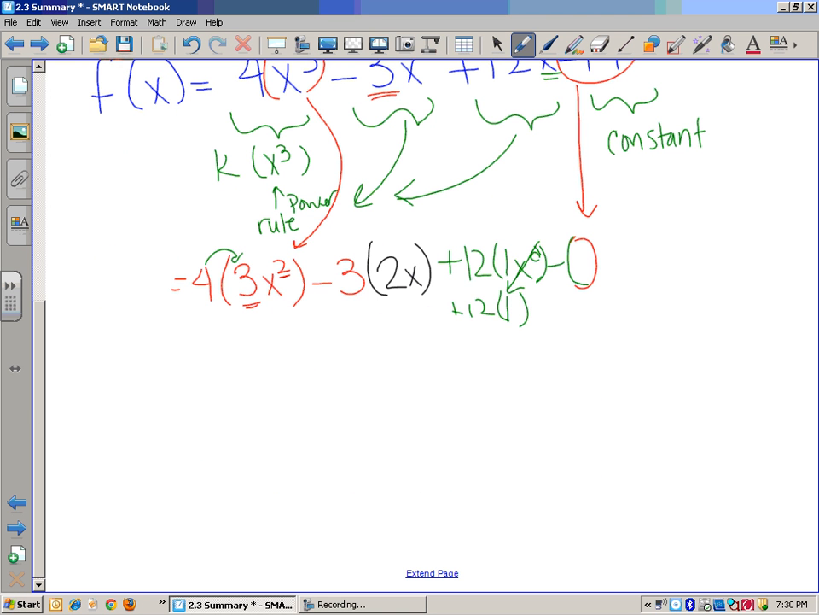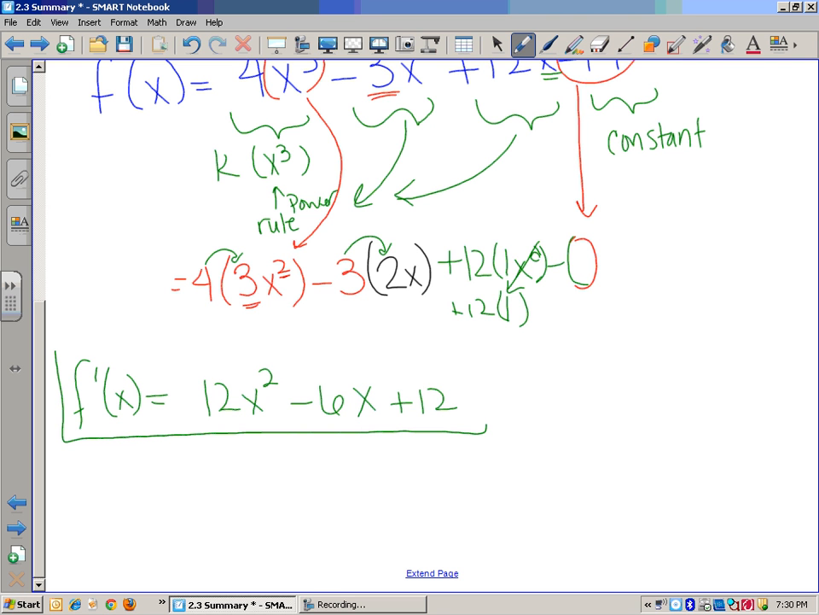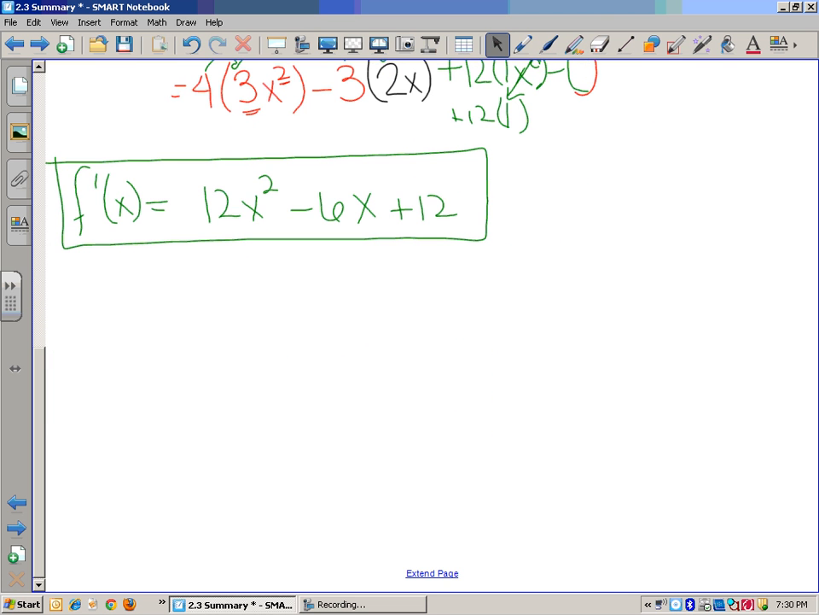And now let's simplify. Now we want to finish it. So 4 times 3, 3 times 2, plus 12. And that is the derivative of f with respect to x. Okay? Some of you are not going to need to see this written out every single time. You won't have to do this, and you'll start to get it much faster, but I want to do one more example.